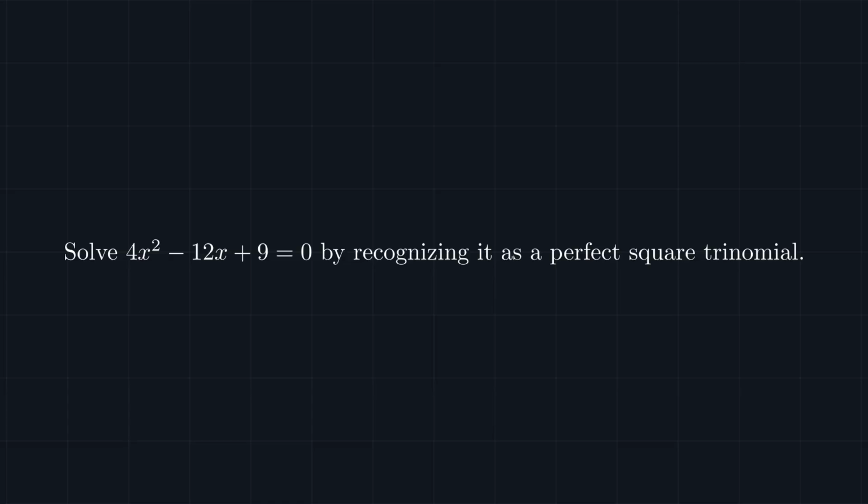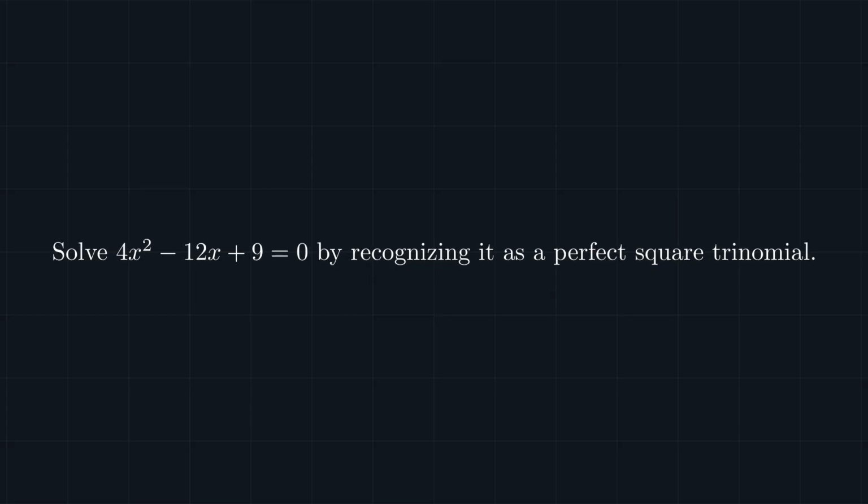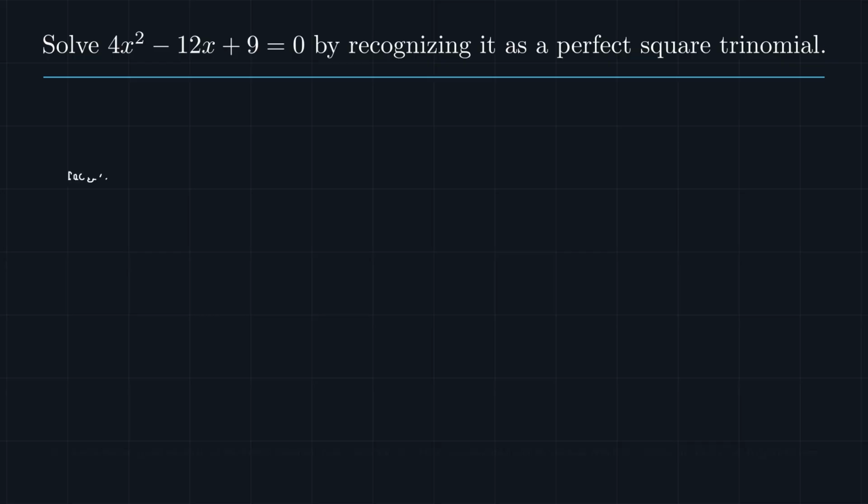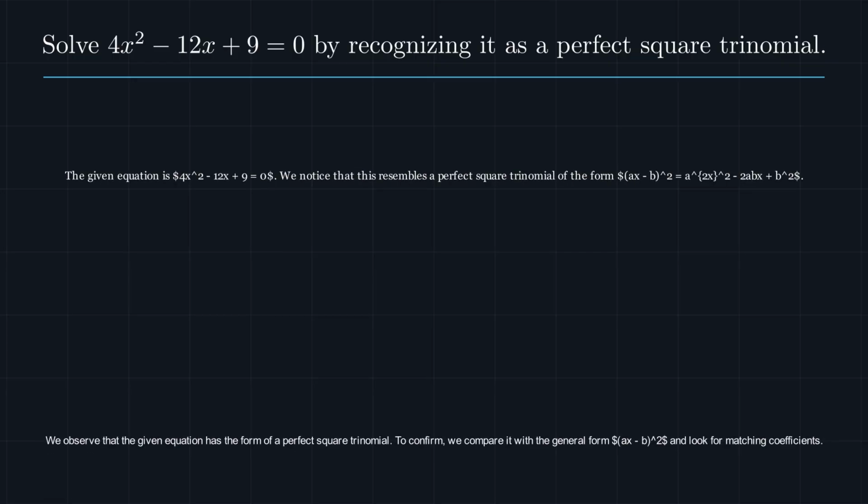Solve for x: x squared minus 12x plus 9 equals 0 by recognizing it as a perfect square trinomial. We observe that the given equation has the form of a perfect square trinomial. To confirm, we compare it with the general form (ax minus b) squared and look for matching coefficients.